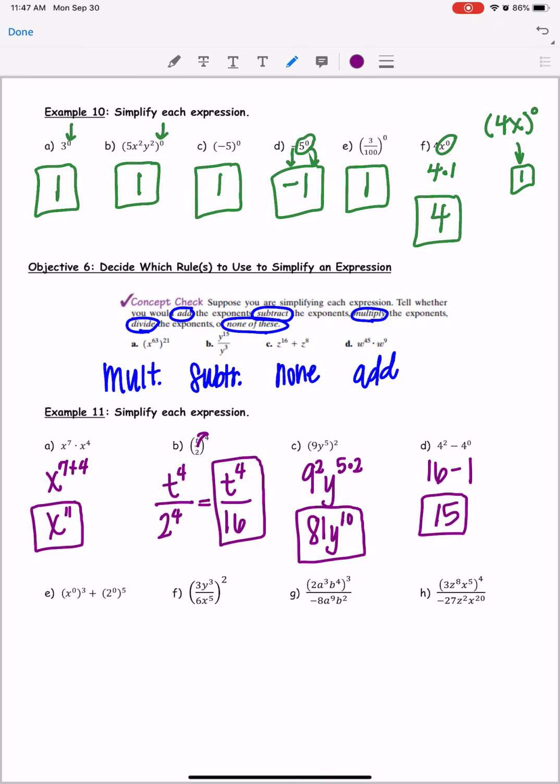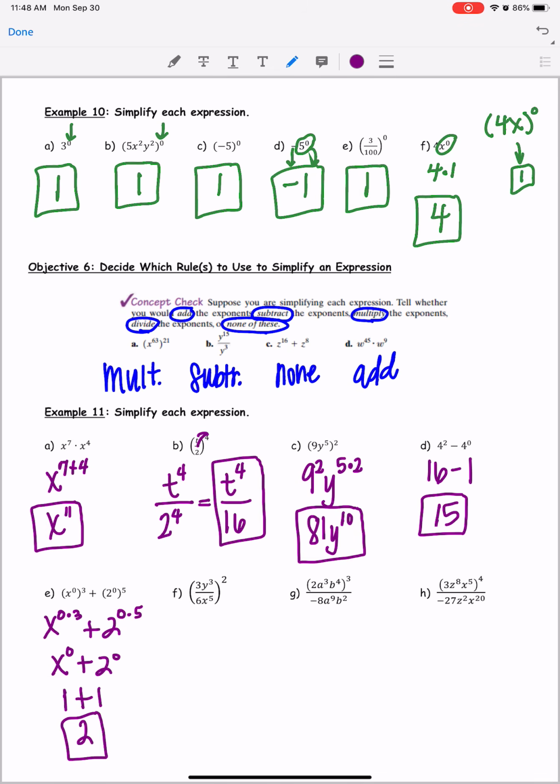Okay, E, you've got a power to a power, so we're multiplying. So I'm doing 0 times 3 into 0 times 5. 0 times anything is 0, so it means I got x to the 0 plus 2 to the 0. Anything to the 0 power is what? 1. So it means I have 1 plus 1 to give me 2.